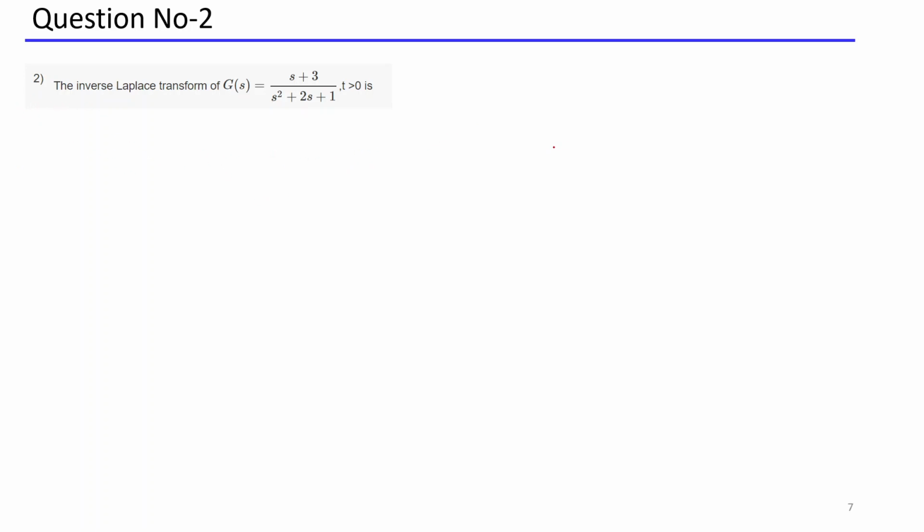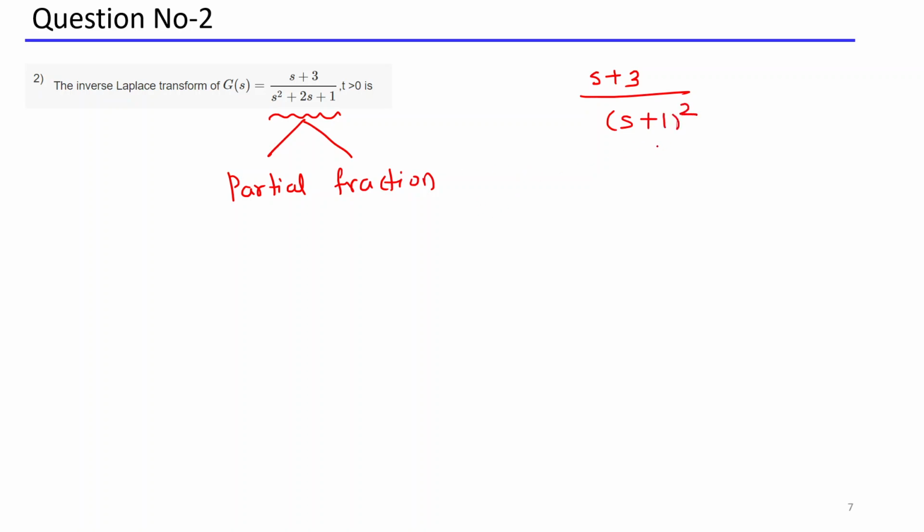For inverse Laplace transformation, you need to have some properties of Laplace transformation, and also some properties of inverse Laplace transformation. So this signal can be written in partial fraction form, because the denominator is s square plus 2s plus 1. So I can write this as s plus 3 divided by s plus 1 whole square. So I can split it into a divided by s plus 1 and b divided by s plus 1 whole square. Any inverse Laplace transformation can mostly be solved by partial fractions.